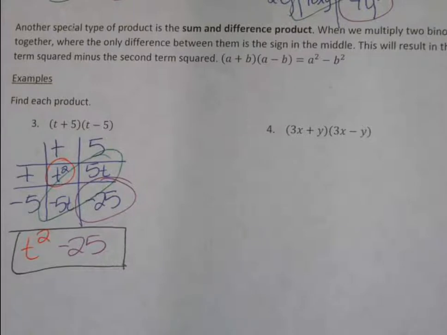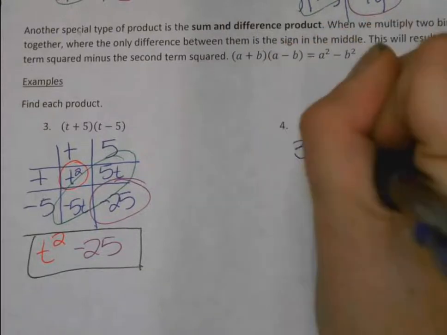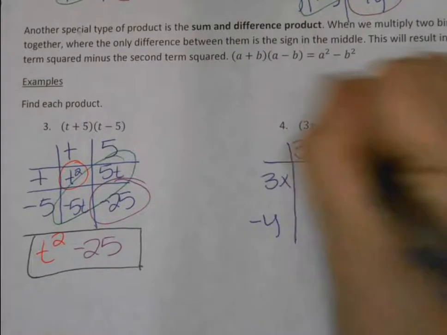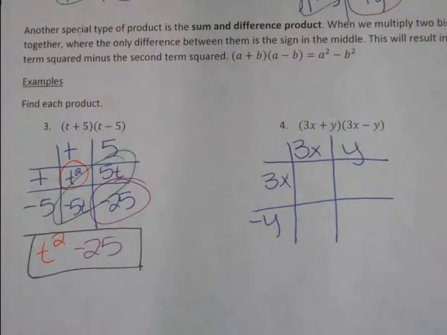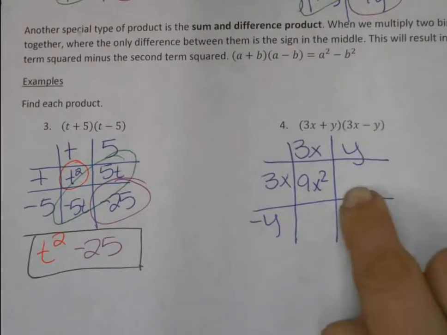Number 4, what do I want to start off by doing? I want to start off by writing it. What goes in the first box? 3x times 3x, 3 times 3? 9x squared. 3x times y?